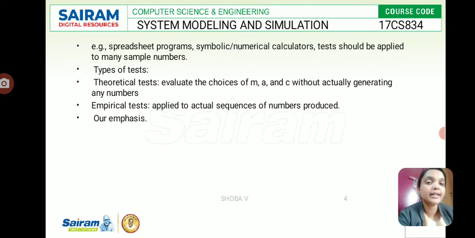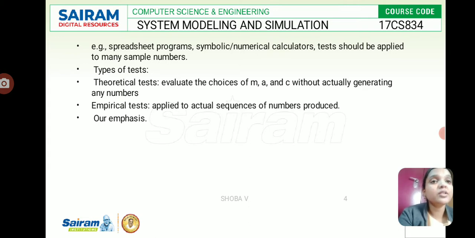Now we can see examples such as spreadsheet programs and symbolic numerical calculators, where the test should be applied to many sample numbers. When we talk about the frequency test, we can use the Kolmogorov-Smirnov or chi-square test to compare the distribution of the set of numbers generated to the uniform distribution. The autocorrelation test tests the correlation between the numbers and compares the sample correlation to the expected correlation, 0.